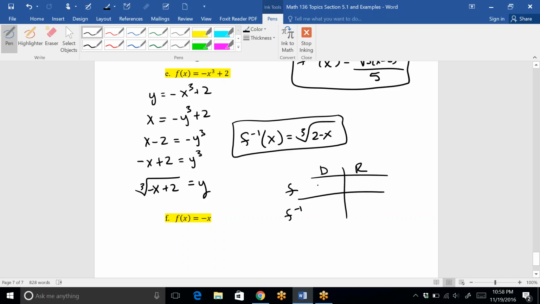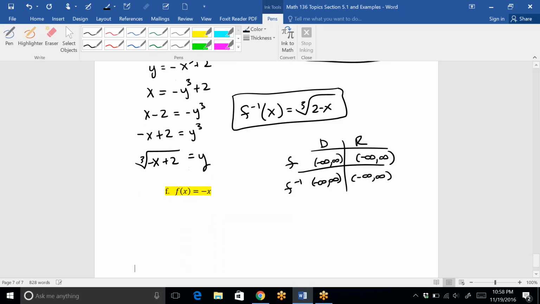This is a polynomial, so that's all real numbers, which means this is also all real numbers. And this is a cubed root, which is also all real numbers, which means the range of the first one was also all real numbers. So nothing interesting really for the domain and range there.